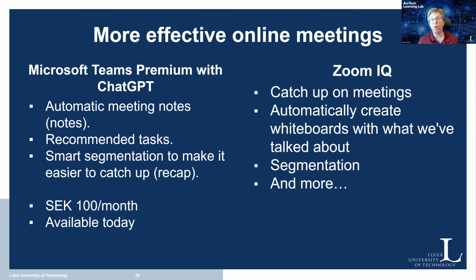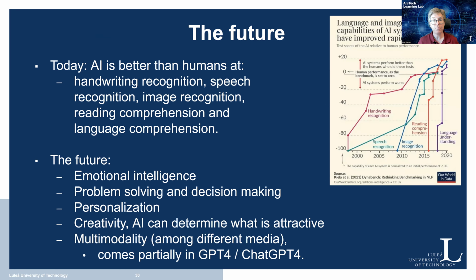Other examples, more effective online meetings. Imagine that you came late to my presentation here and you just wanted to get a catch-up. So what did Peter talk about during the first 5 minutes? Then you would be able to get that with the new Zoom IQ, for instance, where it basically summarizes it for you. Microsoft Teams have the same functionality here. I've been talking a bit with Zoom to see if we could get early access to Zoom IQ, but they haven't come back to us regarding that. But we're trying to do that for our university Zoom instances, just to be able to test that.